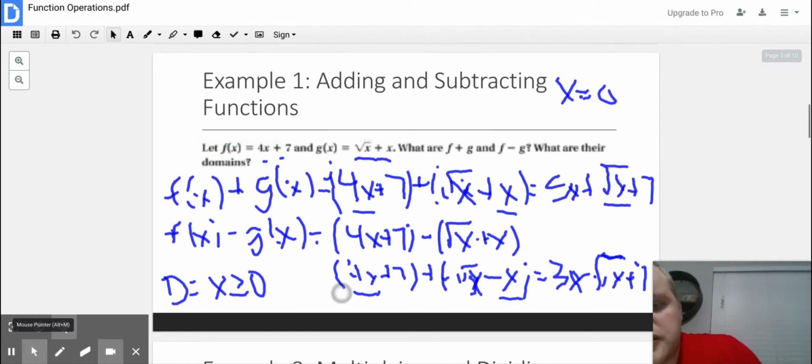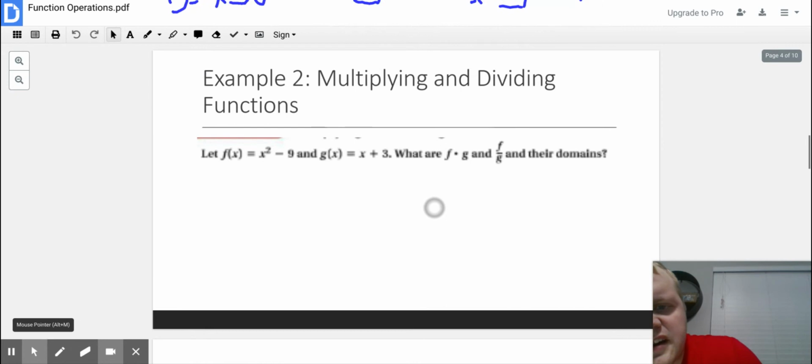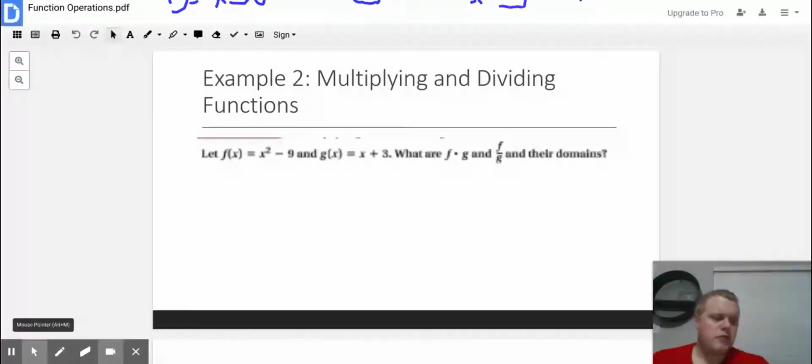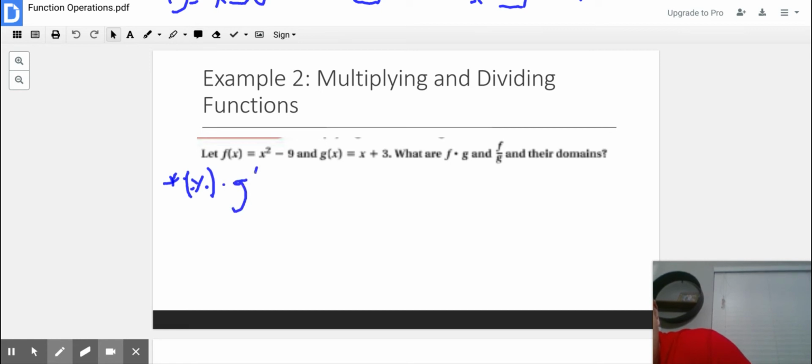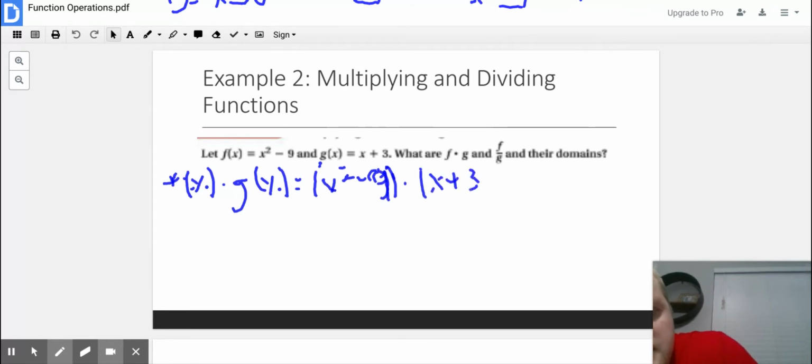All right, example 2. So multiplying and dividing now. First step, let's go ahead and write multiplication here. It's just going to end up being f of x times g of x. We substitute our values here. So it's going to be x squared minus 9 times x plus 3. Since we have two terms here, we're going to FOIL that out. If you want to take some time, pause the video and FOIL this out. So x squared minus 9 times x plus 3, when worked out, should give us, I think I have it right here. Let me check.